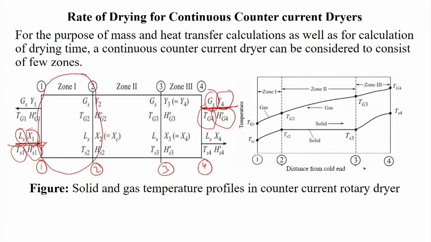In the zone where this hot air or drying air is entering, whatever temperature is applied to the drying solid is used only to heat the drying solid to the desired temperature. No drying actually takes place in this zone.